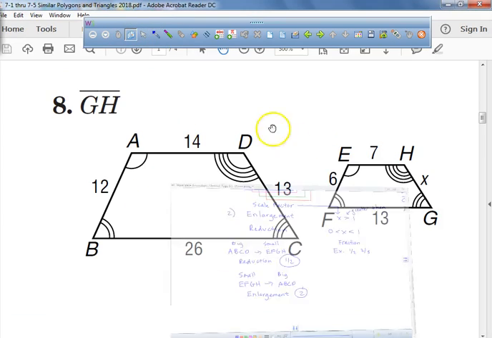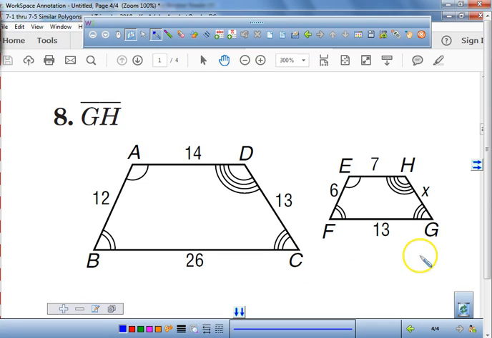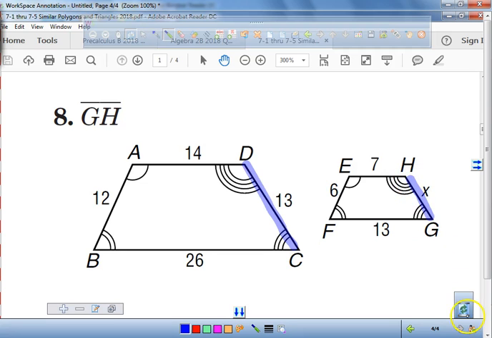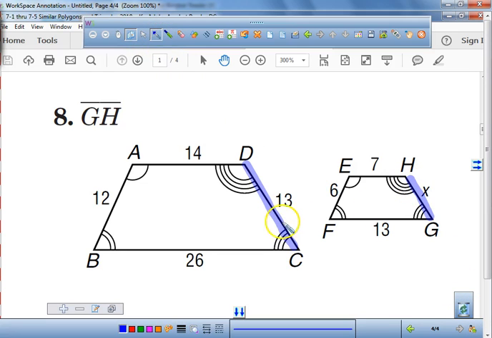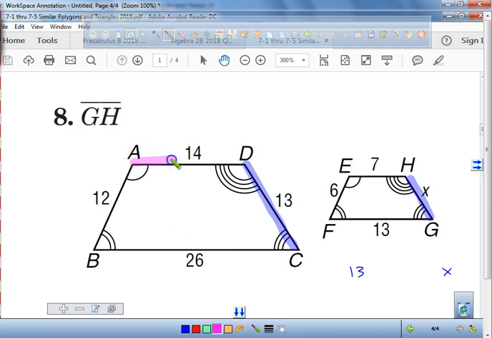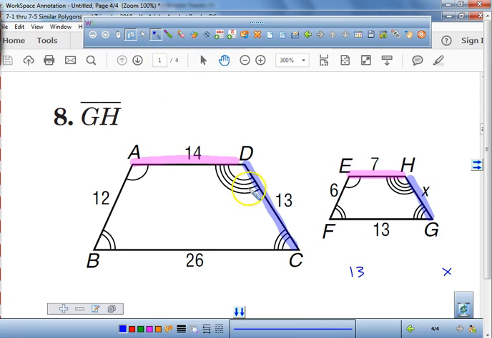So right now, I'm going to look at our page right here, and I want you to compare this side to this side. All we're going to do is compare 13 to x. Now, I don't care which other side you use. If you wanted to use AD and compare it to which side? EH.